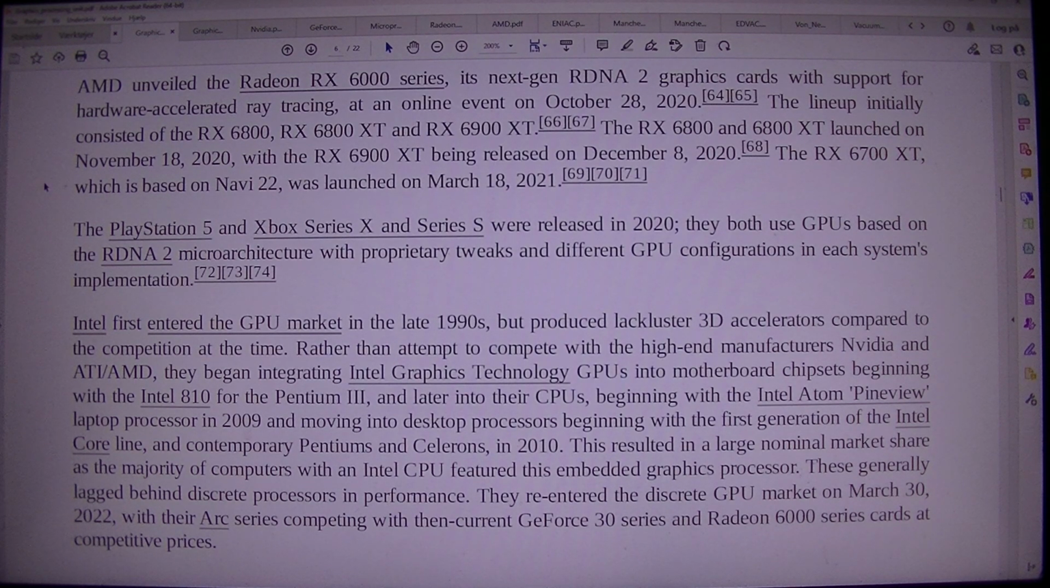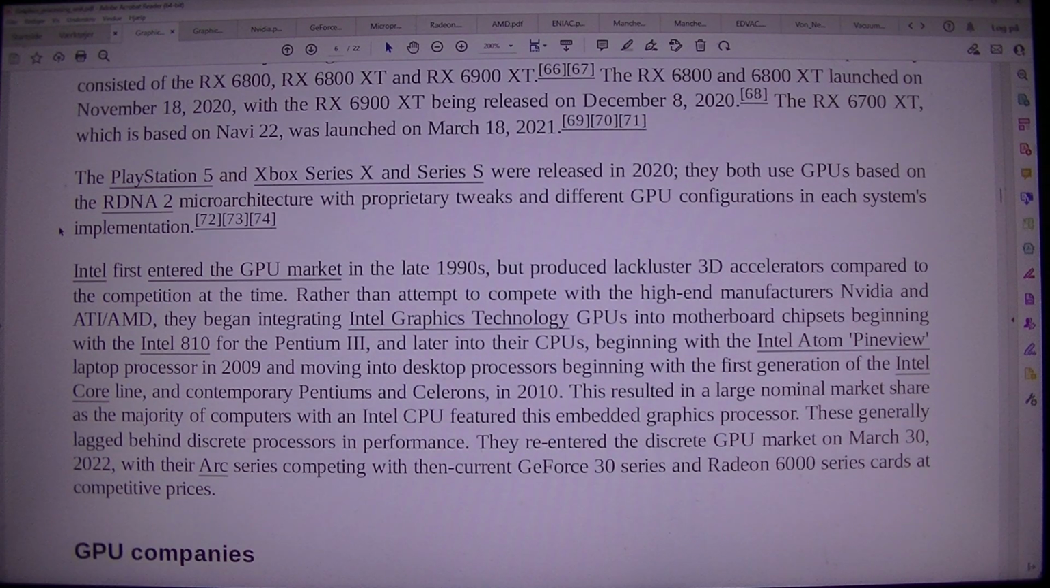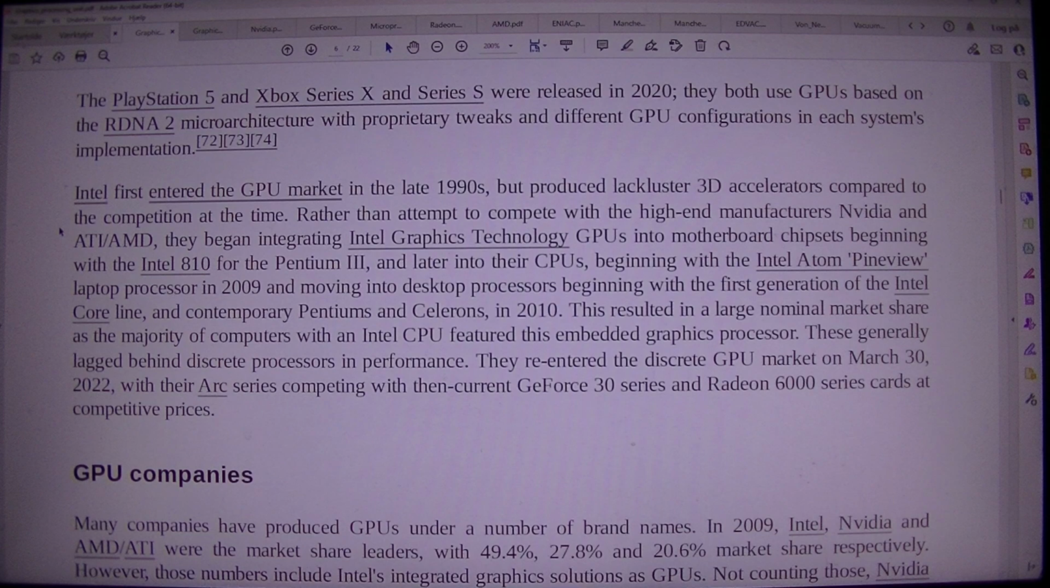The RX 6700 XT, which is based on Navi 22, was launched on the 18th of March, 2021. 69, 70, 71. The PlayStation 5 and Xbox Series X and Series S were released in 2020. They both use GPUs based on RDNA 2 microarchitecture with proprietary tweaks and different GPU configurations in each system's implementation.